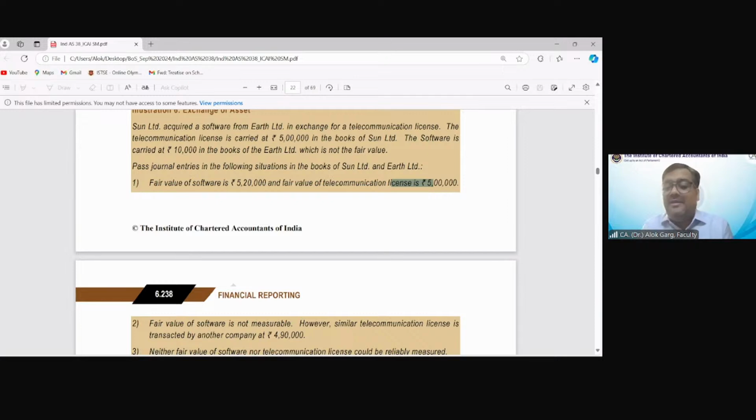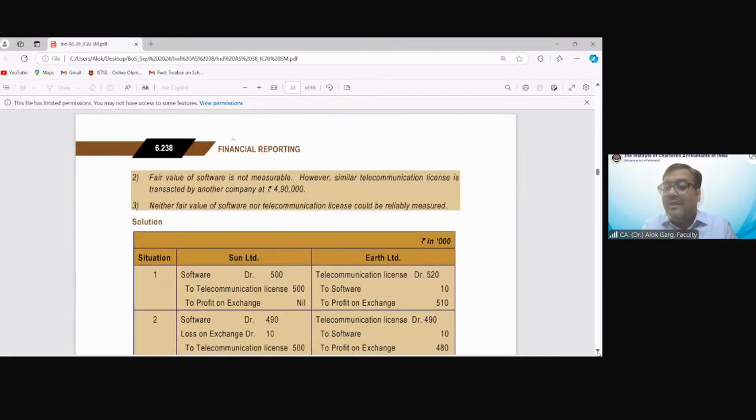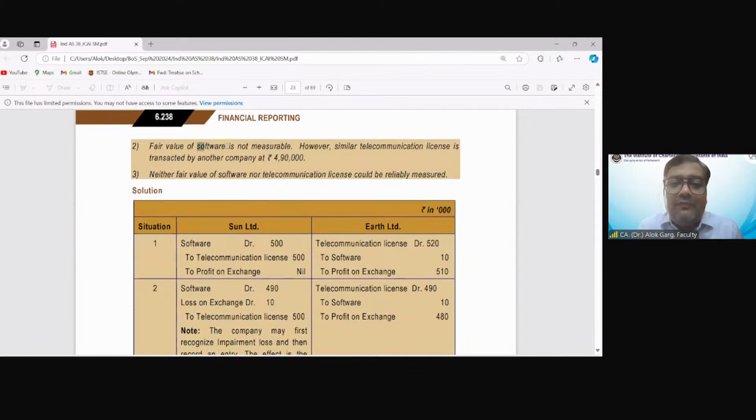So what is the accounting entry? Telecom license account debit 5,20,000 to software, at which value? Of course, the asset given up has to be credited at the WDV always. To software 10,000 and to profit on exchange 5,10,000. Second, the fair value of the asset given up is not measurable. From the Earth Limited perspective, this software is the asset which is being given up. But the fair value of the asset acquired is given, so no problem, go for the asset acquired. Telecom license account debit 490, to software 10,000, to profit on exchange 4,80,000.